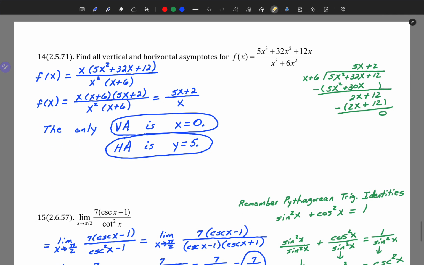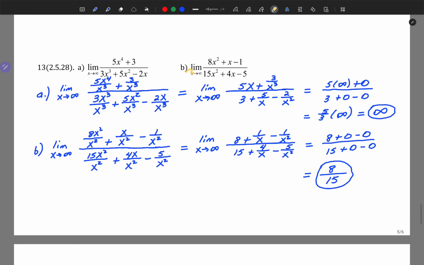For the next one, this one's cool. It asks you to find all vertical and horizontal asymptotes. Now, for the horizontal asymptotes, I would rather you just think of it as the limit as x approaches infinity. Anytime the degree of the numerator and denominator is the same, your horizontal asymptote, like in this problem, would have also been at y equals the fraction of the leading coefficients, which would be your 8 over 15. We would have been able to answer that for this problem.